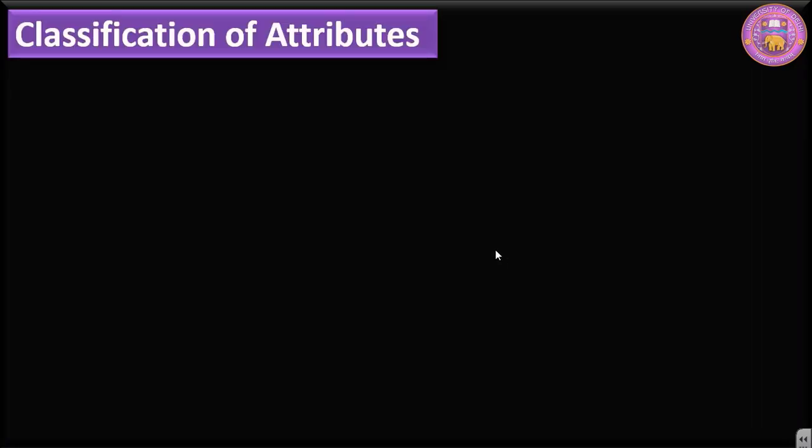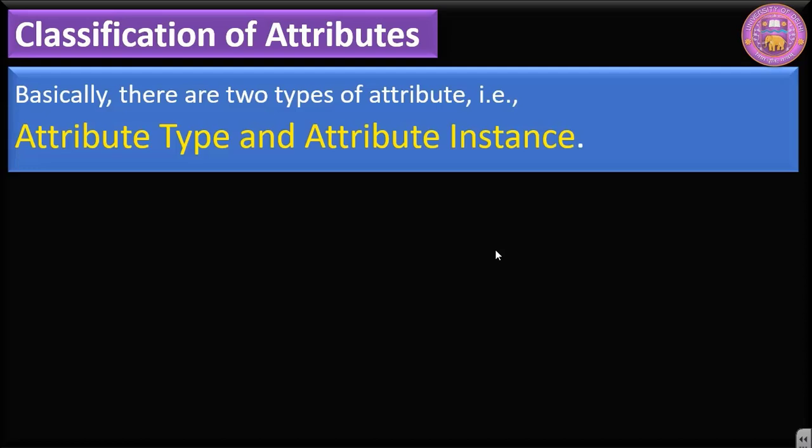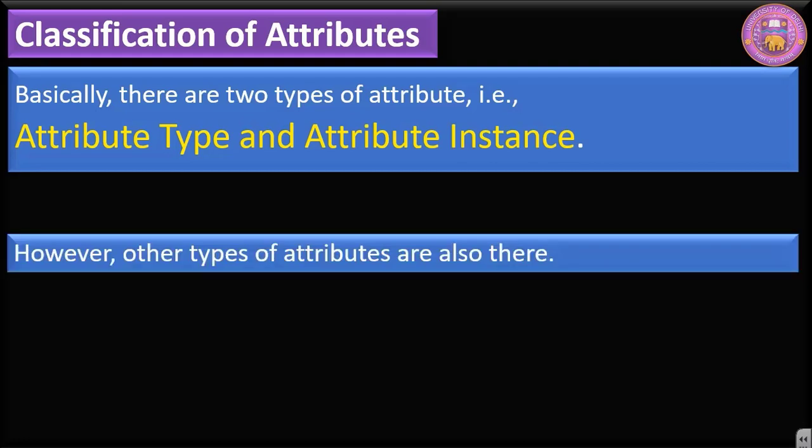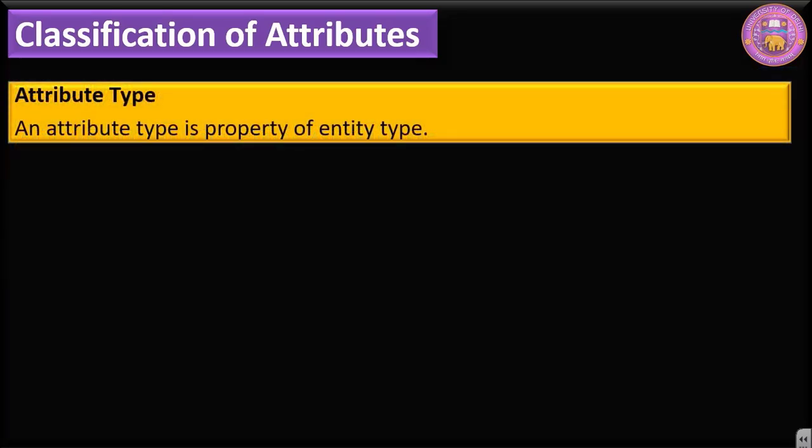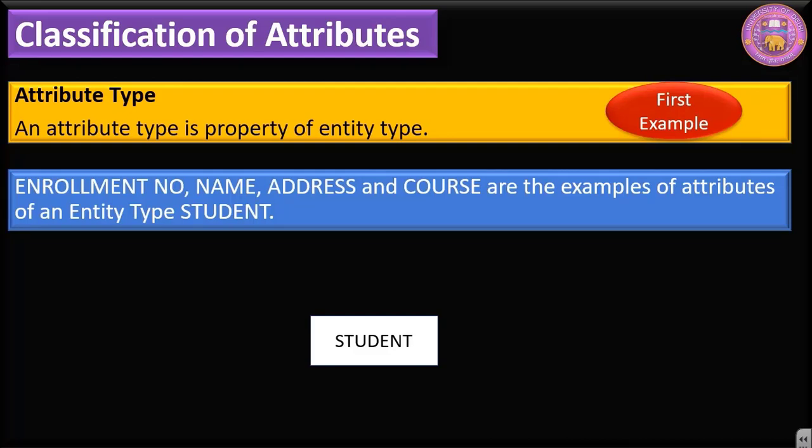Classification of attributes. Basically, there are two types of attributes, that is attribute type and attribute instance. However, other types of attributes are also there. Attribute type: an attribute type is a property of an entity type. For example, enrollment number, name, address and course are examples of attributes of the entity type student. We will represent it like this.